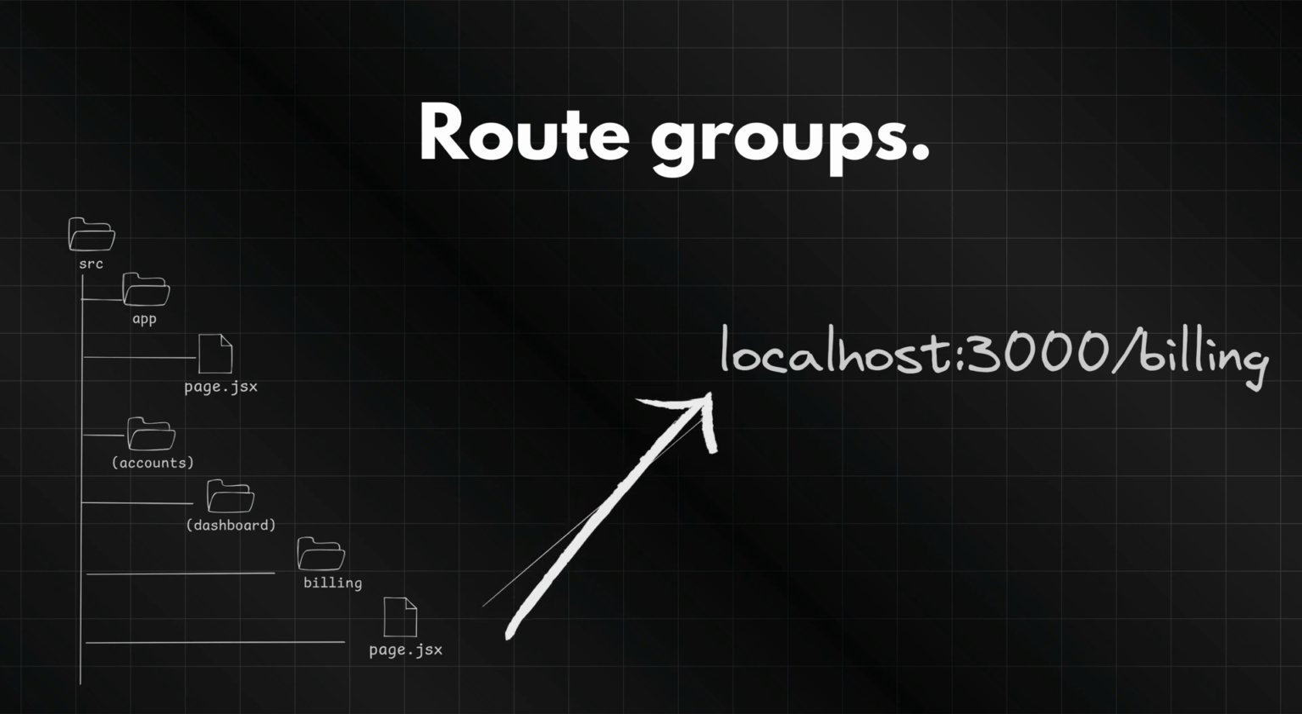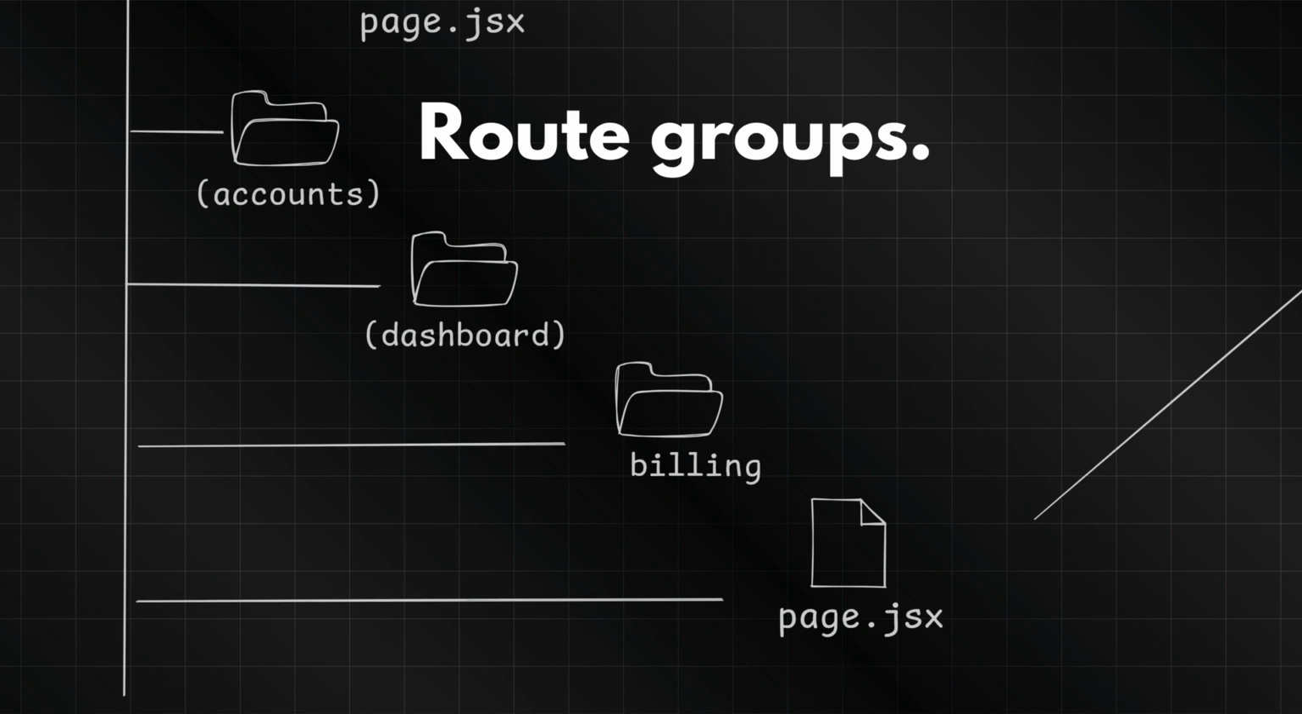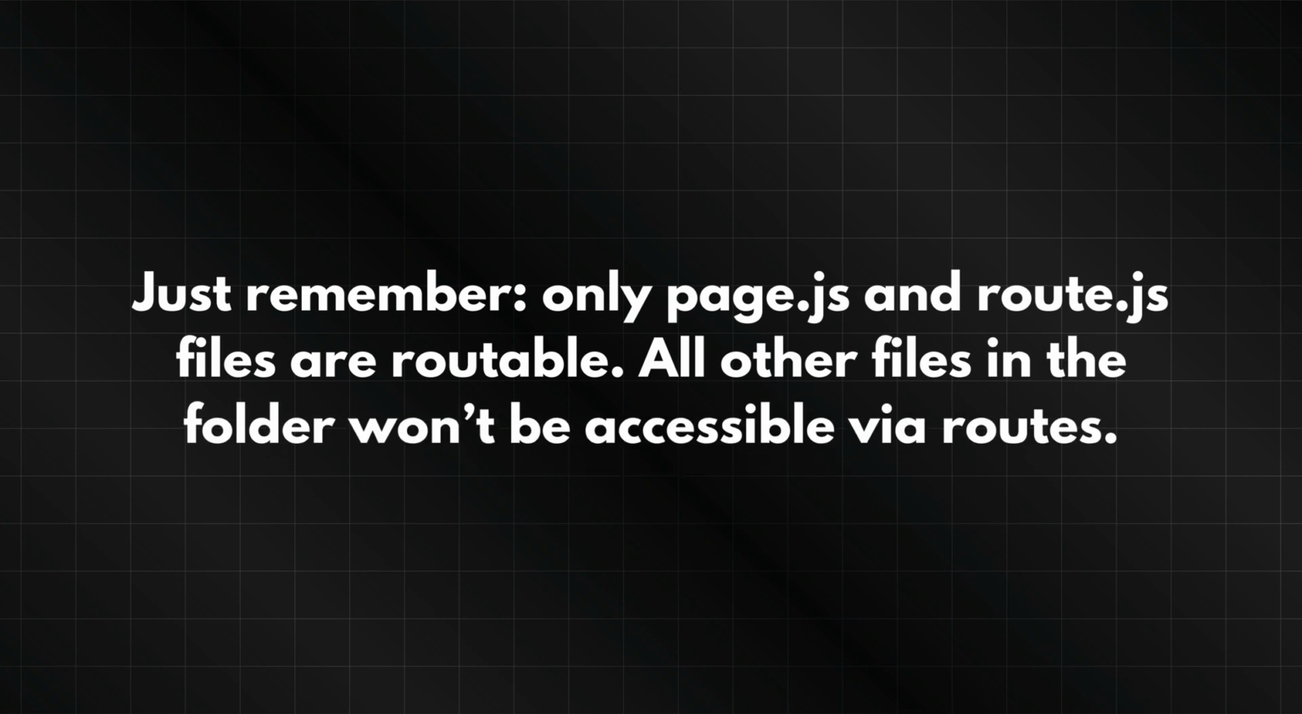So using route groups, the structure app/account/dashboard/billing/page.js will correspond to localhost:3000/billing. The parentheses indicate that these folders are part of the route group and will be omitted from the URL, resulting in a more organized path. Just remember that only page.js and the route.js files are routable. All other files in the folder won't be accessible from the browser.